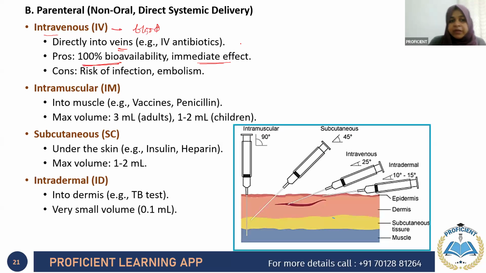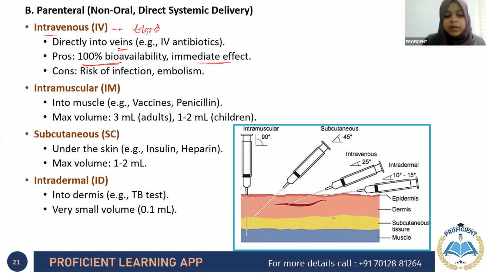But there is a chance of infection also. If it is contaminated, you cannot do anything, because there are no barriers to prevent it. And if any mistake occurs, it is irreversible also. You cannot take the drug out.